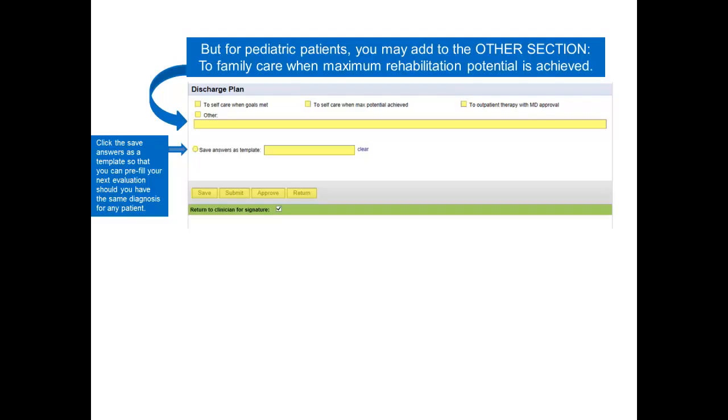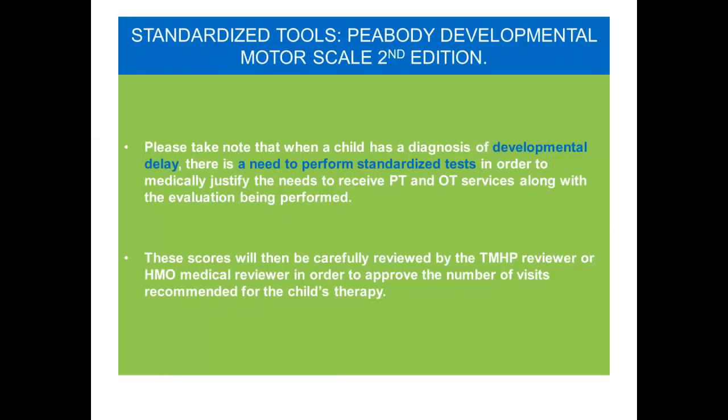is achieved. Click Save Answers as a template so you can pre-fill your next evaluation should you have the same diagnosis for any patient. Standardized tools, Peabody Developmental Motor Scales, 2nd Edition. Please take note that when a child has a diagnosis of developmental delay, there is a need to perform standardized tests in order to medically justify the need to receive PT and OT services along with the evaluation being performed.